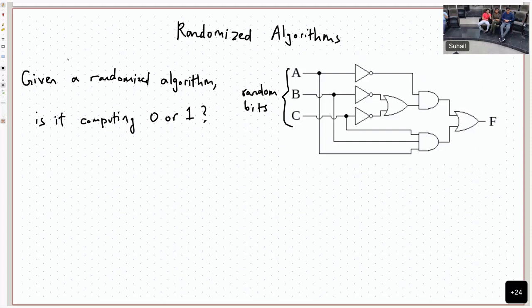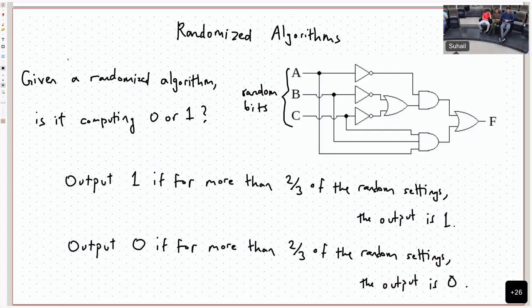Now, how randomized algorithms work is that they take random bits also as input. Along with the input, they take some random bits, they do some computation. And the guarantee that they have is that if the answer is supposed to be 1, then on at least 2/3 of the settings of the random bits, this circuit should output 1. If the answer is supposed to be 0, then on at least 2/3 of the settings of the random bits, the output is 0. That's the guarantee that we have from a randomized algorithm.